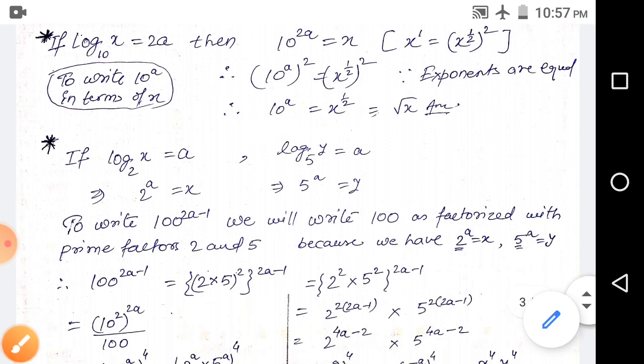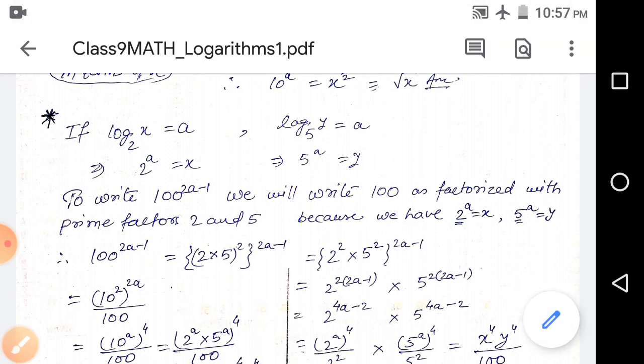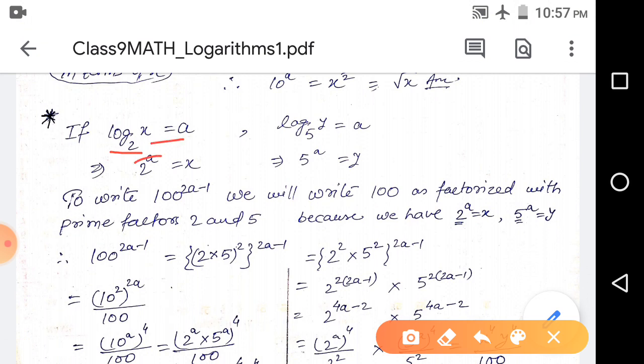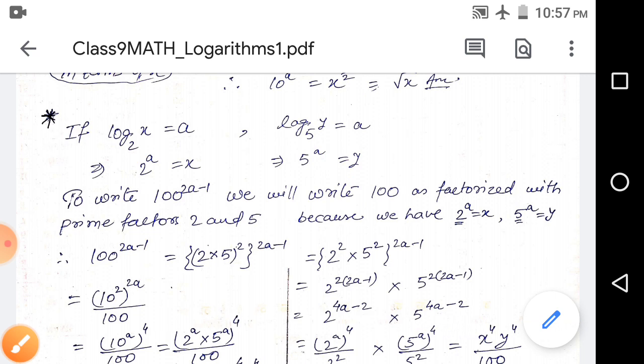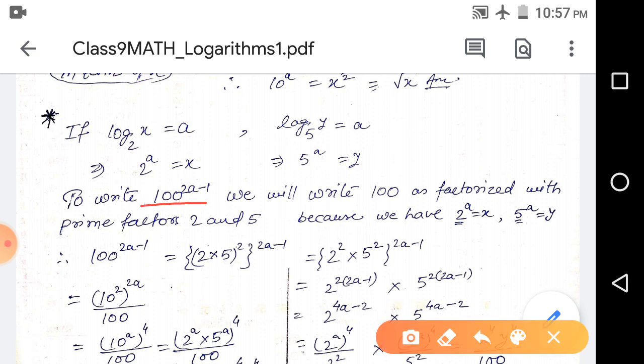Now see the next question. We have here log base 2 x equal to a. So that means 2 to the power a equal to x. And here we have log base 5 y equal to a. So that means 5 to the power a equal to y. Now it is given here to write 100 to the power 2a minus 1. We will write 100 factorized with prime factors 2 and 5. That means see, for x we have 2 to the power a, and for y we have 5 to the power a, and here we have 100.